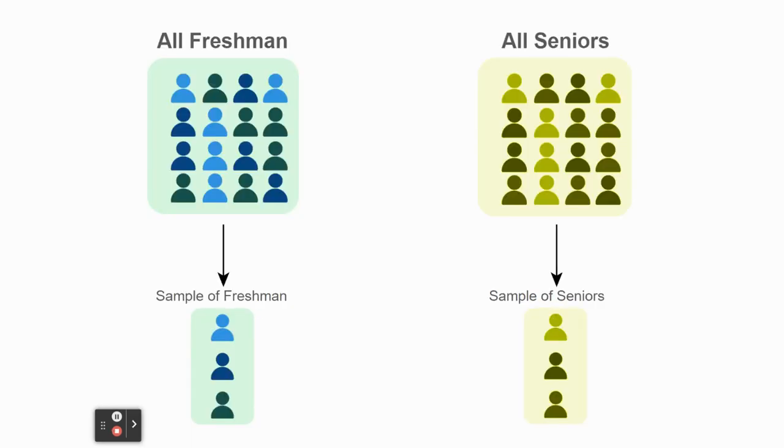So this process will get repeated many times of taking a sample of one population, a sample of the other population, calculating the proportion within each sample, subtracting those proportions to find the difference between the proportions.